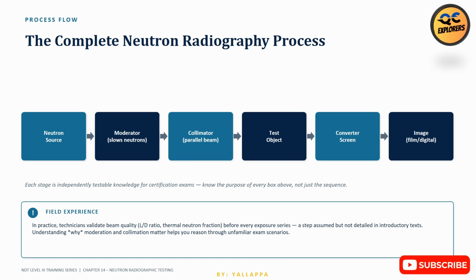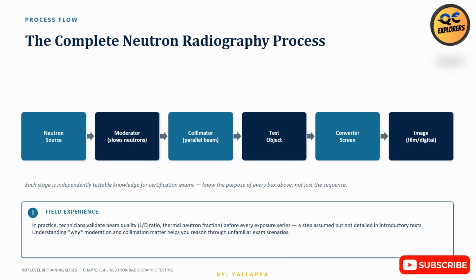The process begins with the neutron source. Depending on the facility, this may be a radioisotope such as californium-252, a neutron generator based on deuterium-tritium fusion, or a nuclear reactor producing neutrons through controlled fission. Regardless of the source, the objective is the same: to generate a stable neutron beam for inspection.